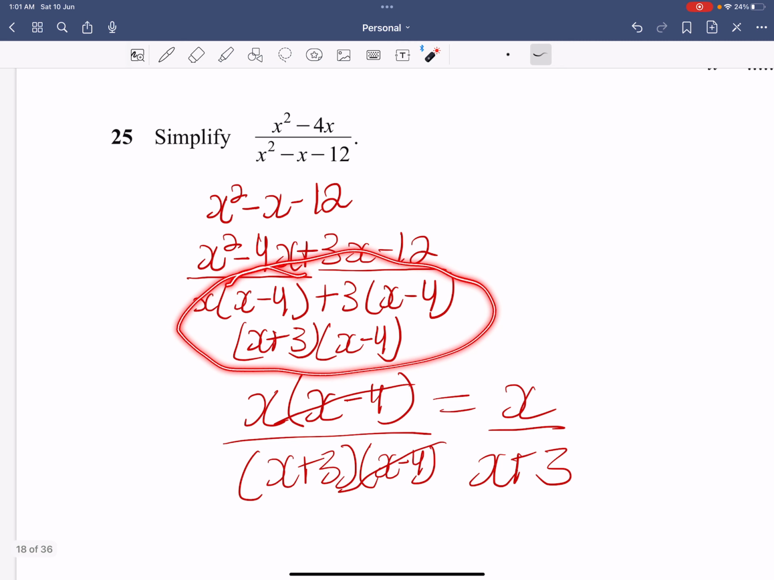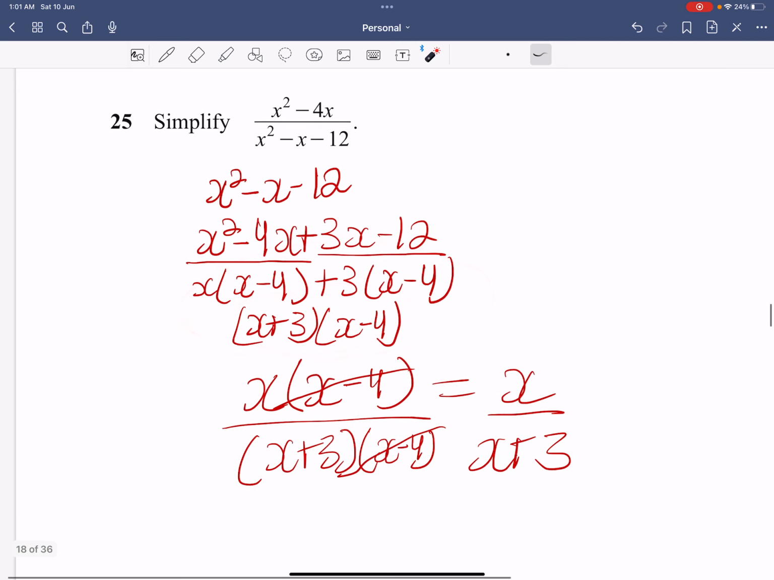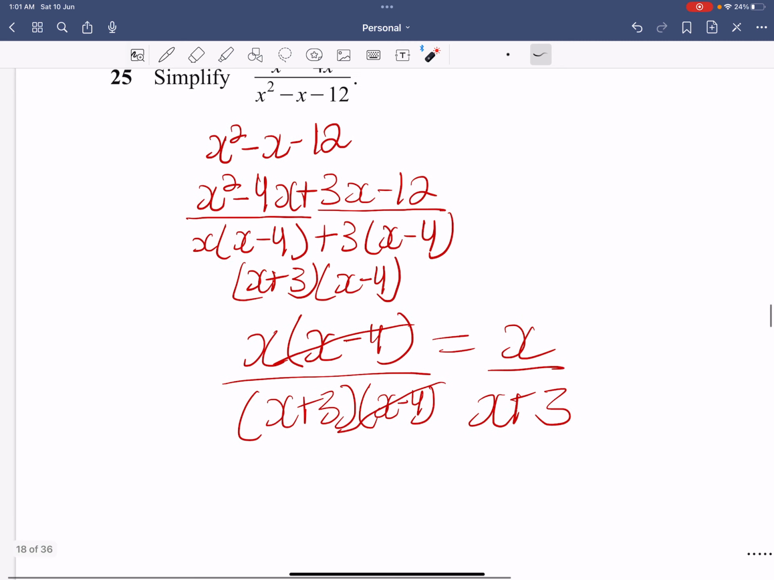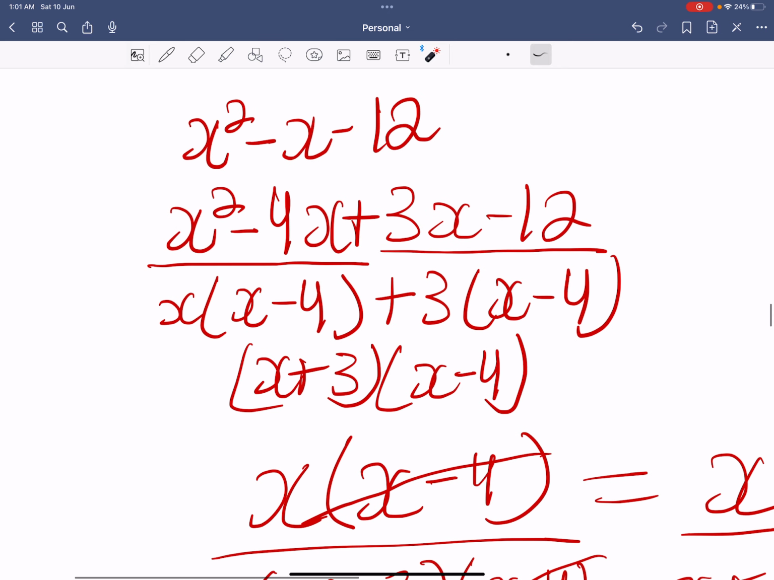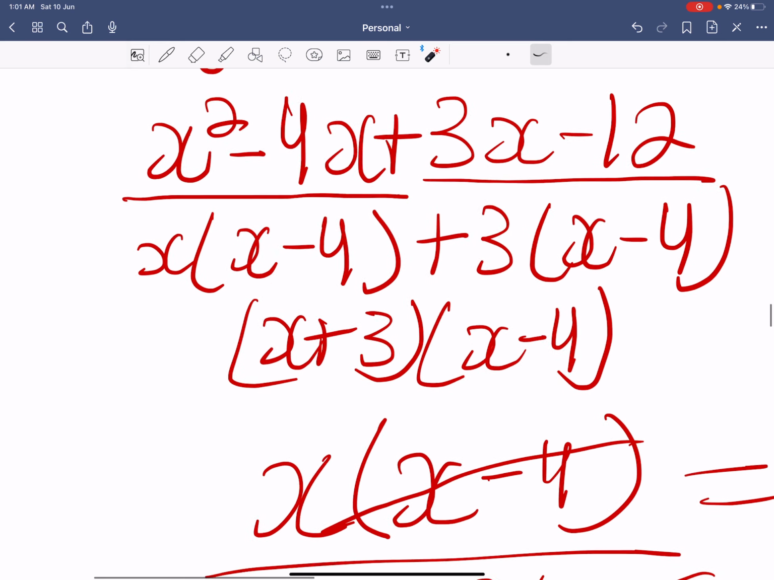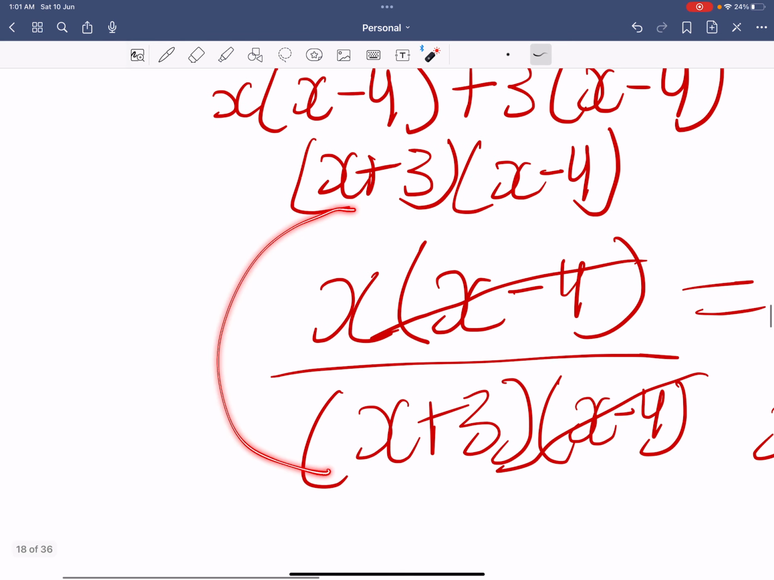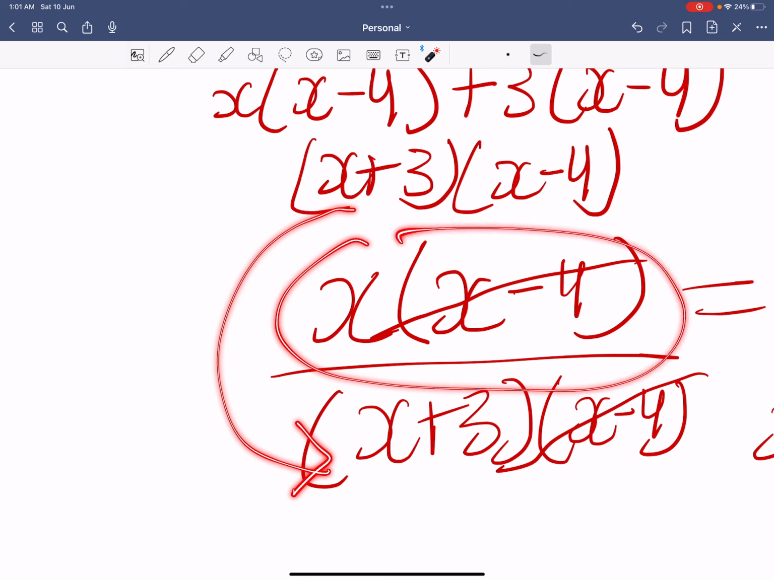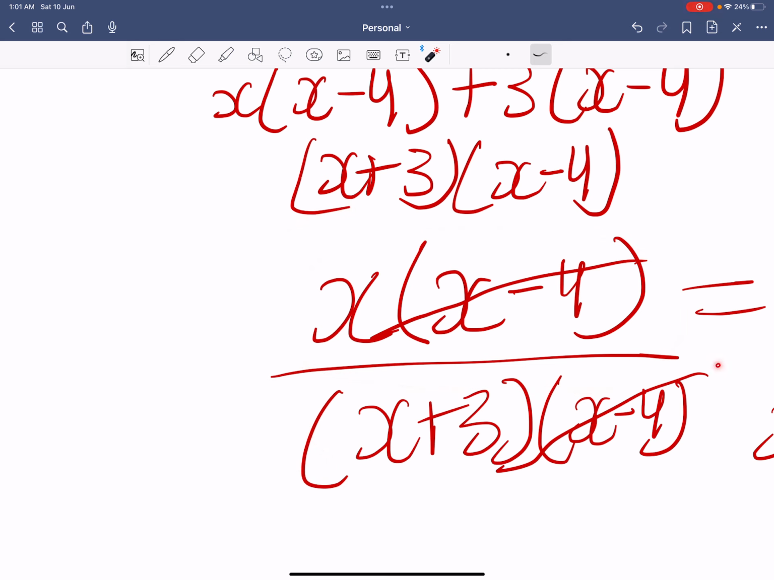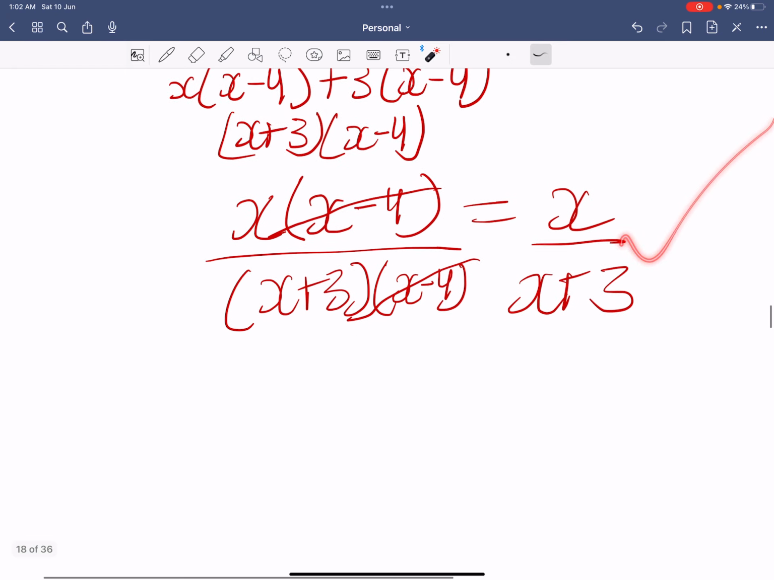Once you have broken them down into their factors by middle term breaking, you will replace the denominator with these factors and keep the numerator as it is. Now you will see that x minus 4 and x minus 4 cancel out each other, and the answer you are left with is x divided by x plus 3. So this will be your answer.